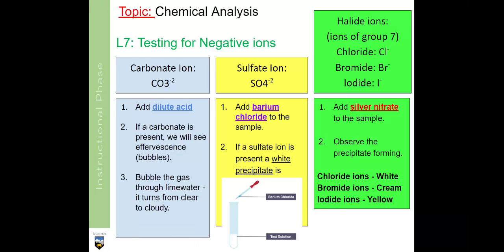Now, I remember that because if you look at group 7, you can see that it goes chlorine, bromine, and iodine. As you go down, the colours get darker. So it goes from white to cream to yellow.